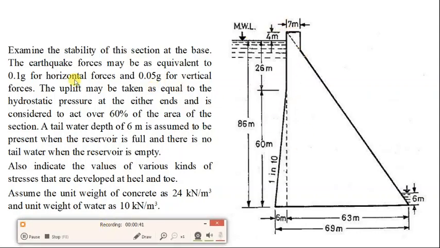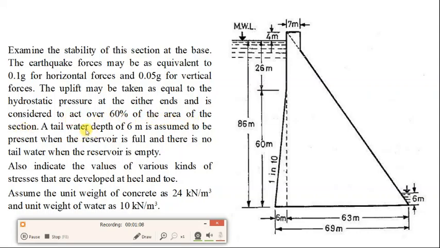The earthquake forces may be taken as equivalent to 0.1 g for horizontal forces. Okay, remember this, 0.1 for horizontal forces, 0.05 g for vertical forces. The uplift may be taken as equal to the hydrostatic pressure at either end and is considered to act over 60% of the area of the section.